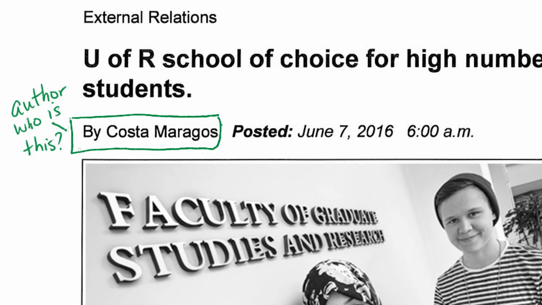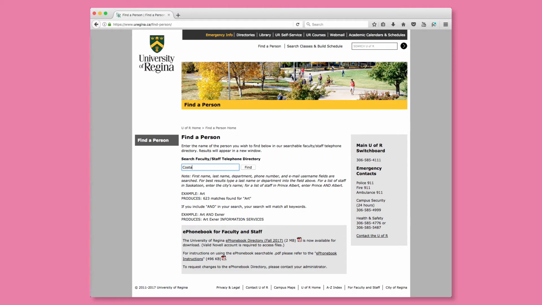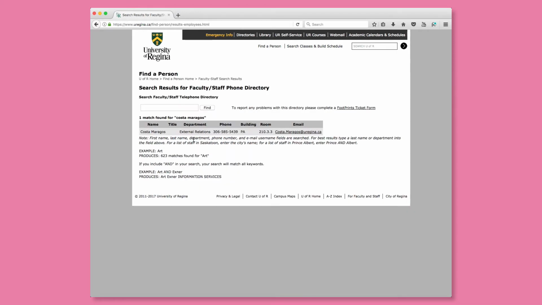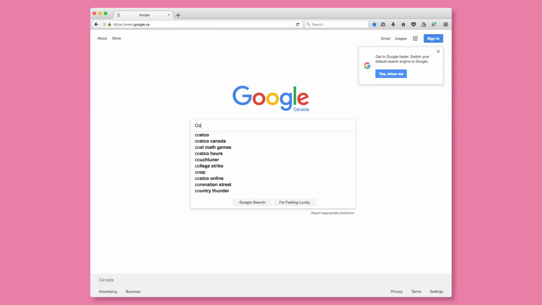You should also look at author. Looking into the author is something many readers overlook. By researching the author, we can discover if they may have a bias, what their area of expertise is, and generally, we can then decide if this person is a credible source. Let's look at the example article. This article does not provide a biography of the author, but we can search him on the University of Regina website and in a general internet search.